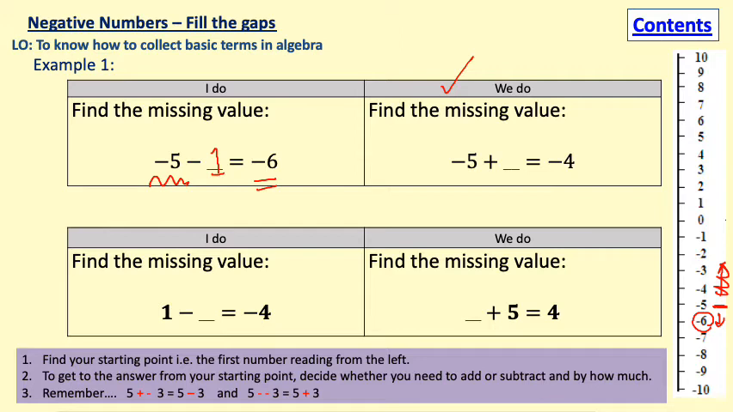Okay, so we're at -5 and we want to go to -4. So we want to go up this time. So we want to add 1. Give yourselves the mark if you got that right. Moving on to the next one.